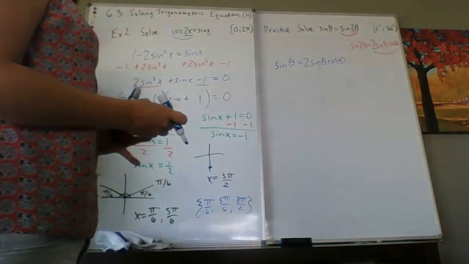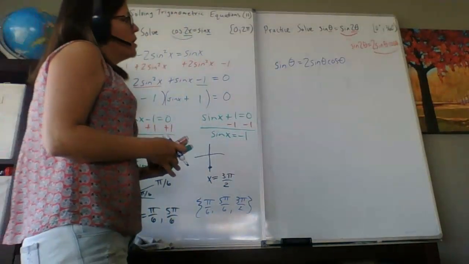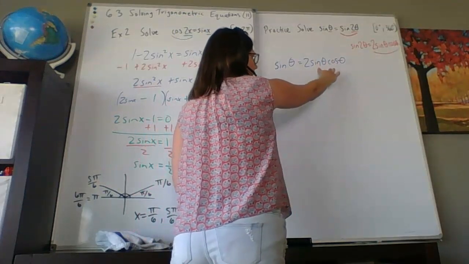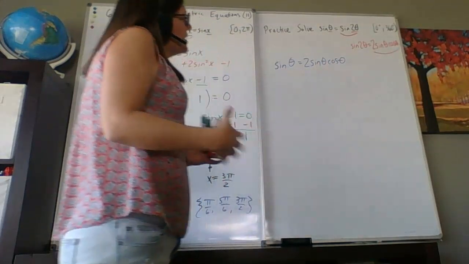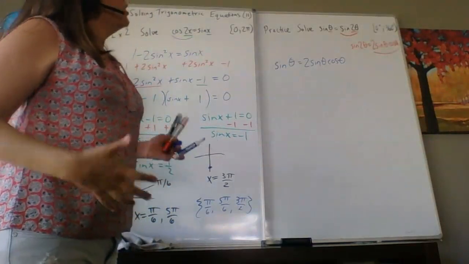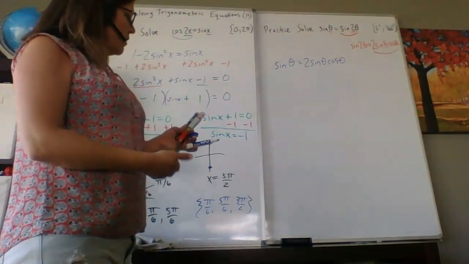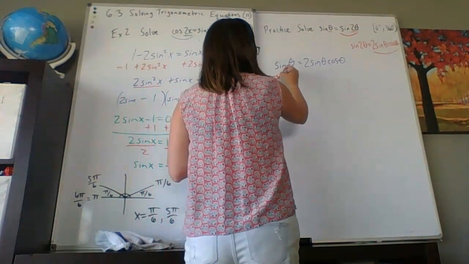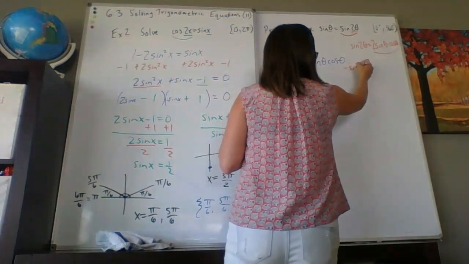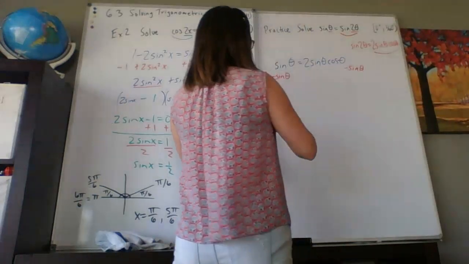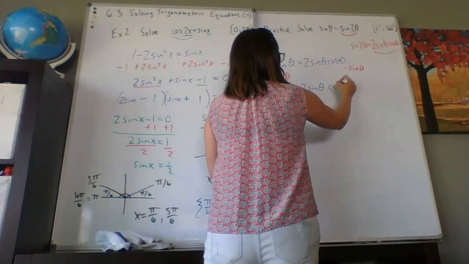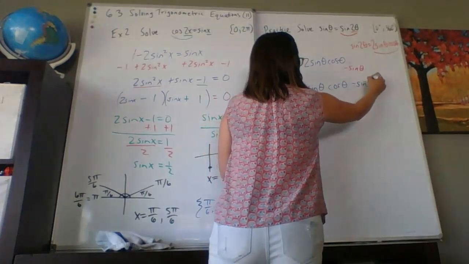Now, even though we don't have any squareds, because we have a sine theta times a cosine theta, that makes this still quadratic in form. So we will still set it equal to 0 and solve. So I will subtract sine theta from both sides. These are not like terms, so we just get 0 equals 2 sine theta cosine theta minus that sine theta.